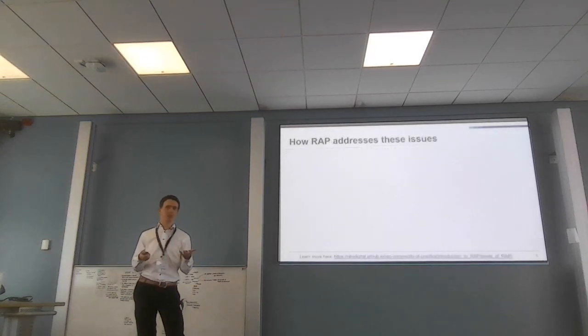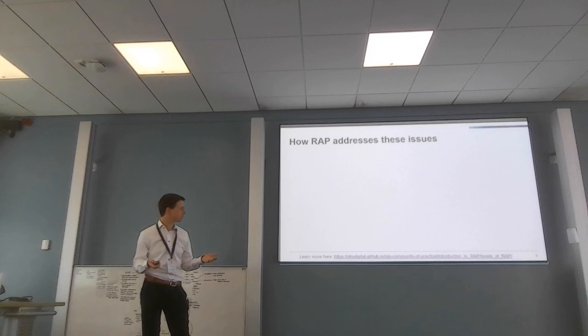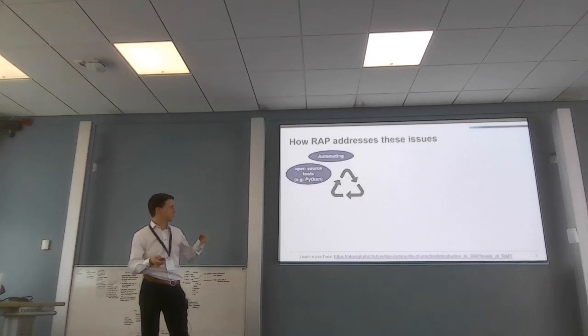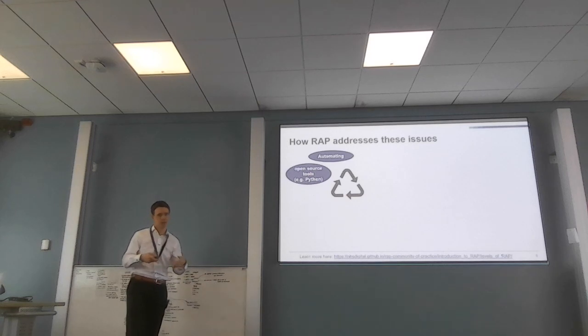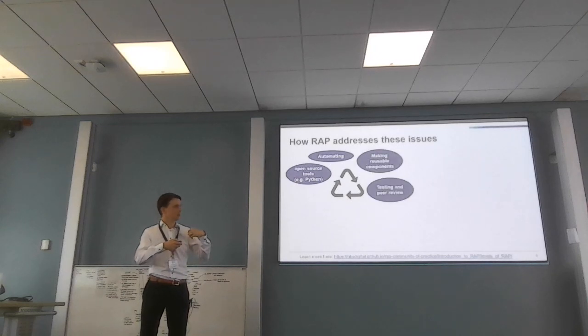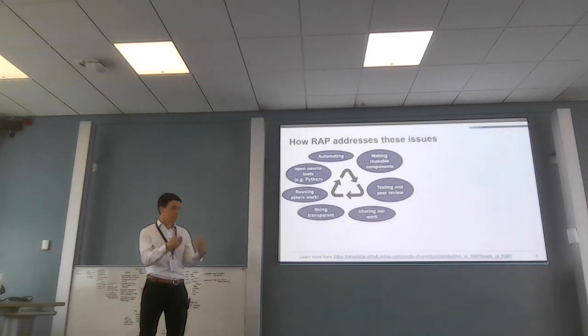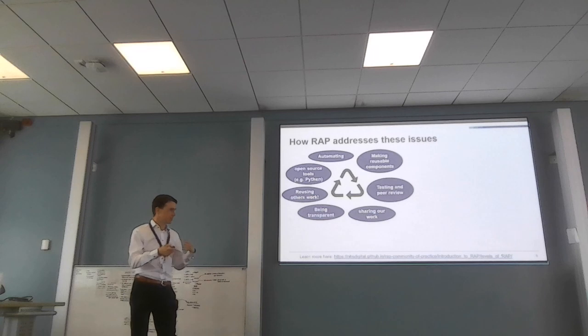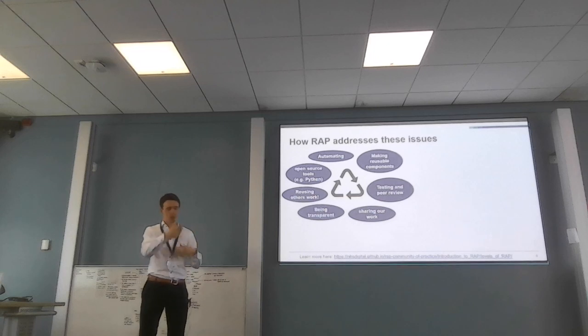So how does RAP address these issues? By using open source tools like Python and R, automating those manual processes, making reusable components and testing and peer reviewing them so they're really robust, and then sharing our work with the rest of our colleagues and being transparent about how it works and reusing others' work, we can get beyond this.